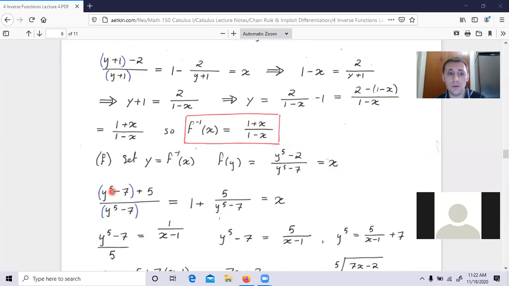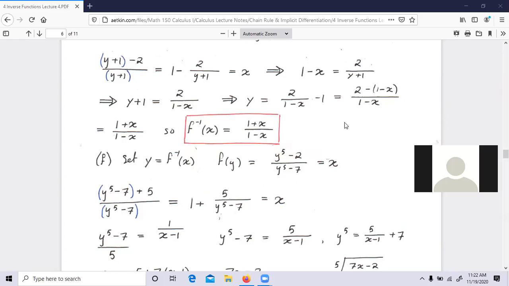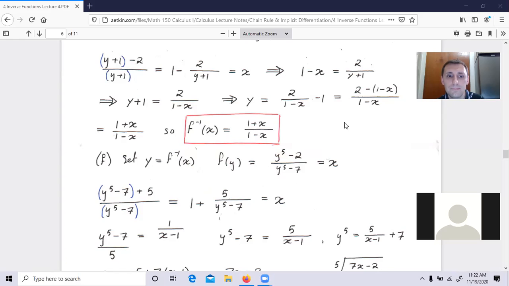Yes? And then you would like to see one instance of y rather than two. So you might write y to the 5 minus 7, and you add 5 because you only had a minus 2 here. Because you have a minus 2 on the top, I add 5. Everybody understands why I write y to the 5 minus 7? Yes, because of the denominator.